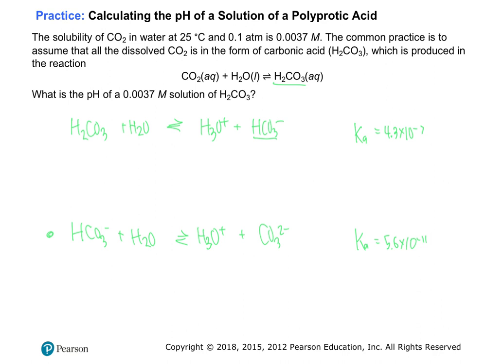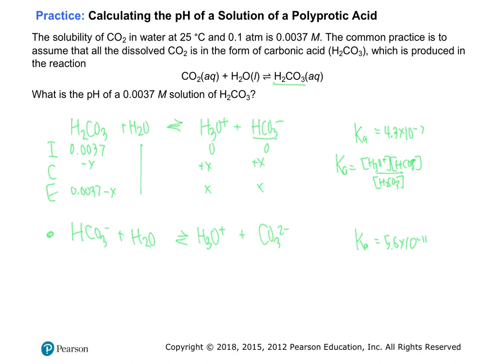So let's do that now. I have 0.0037 for my initial concentration, and then 0 to begin with. Let's also write the Ka expression, which is hydronium times bicarbonate, divided by the acid, carbonic acid. So then I'm going to do plus x, minus x, 0.0037 minus x.